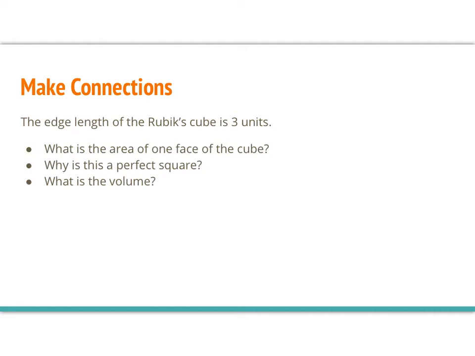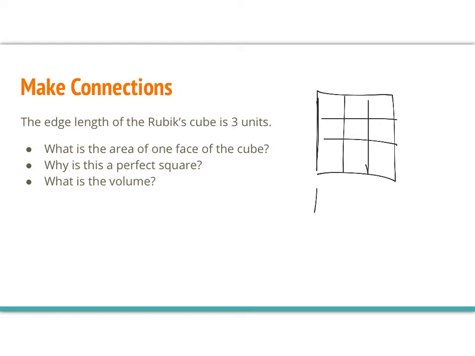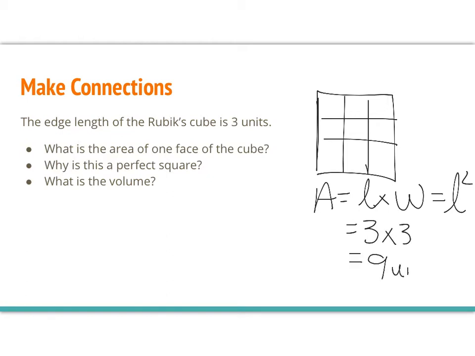All right, so a Rubik's Cube is a 3x3 face. So what is the area of one face of the cube? Area is length times width. Now, in this case, we could say it's length squared because the width is equal to the length. So area is 3 units by 3 units, so we get 9 units squared as our answer.